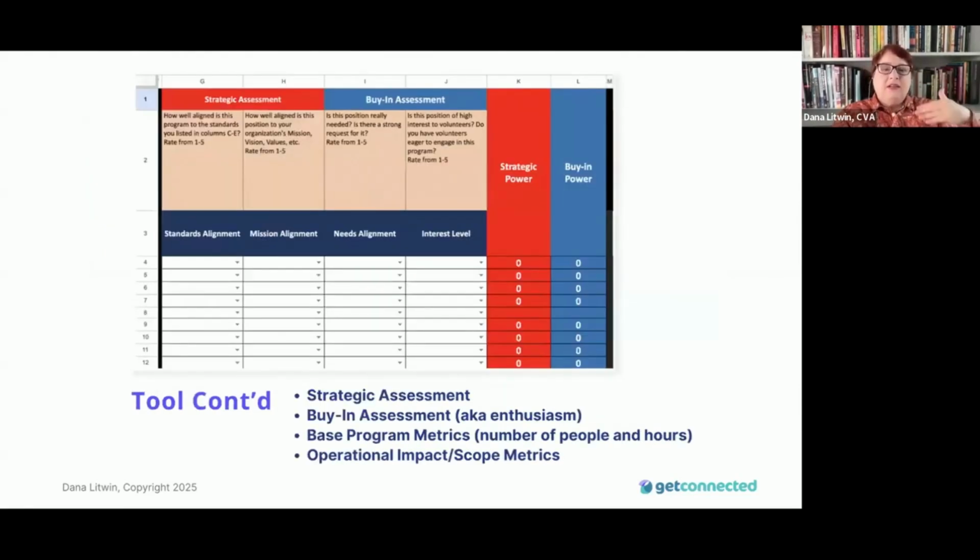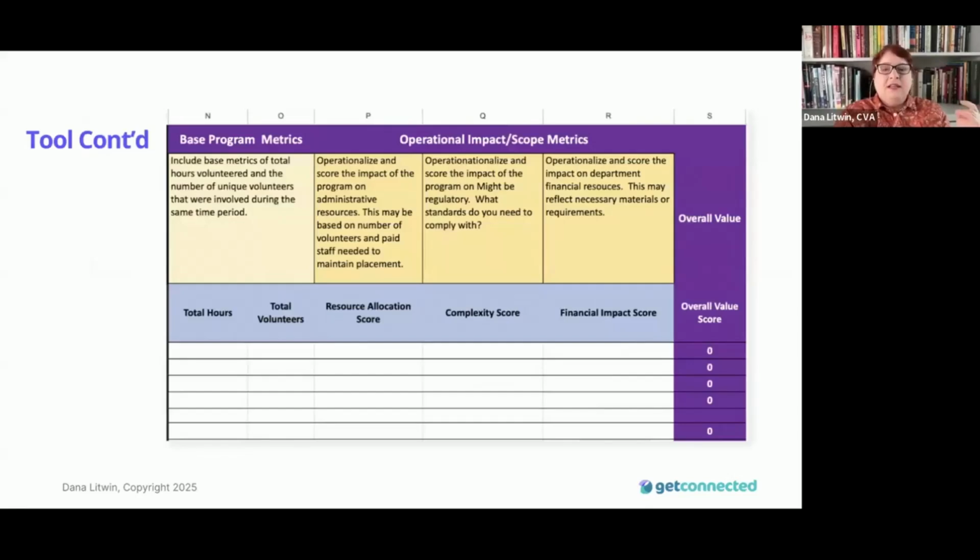And then go to strategic assessment and buy-in assessment, and you rate each of these from 1 to 5, and that gives you a score of a strategic power and a buy-in power. So that helps you understand kind of an operational impact and the scope of metrics. We do often start with a base of the number of people and number of hours, and then we want to get that built up into other categories. So you can see this is where we're getting some operational impact scope metrics, where just the very foundational base metrics are total hours, total volunteers, but then what happens after that?